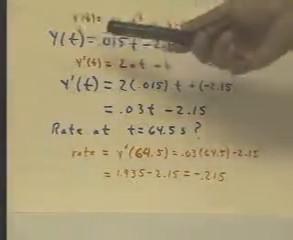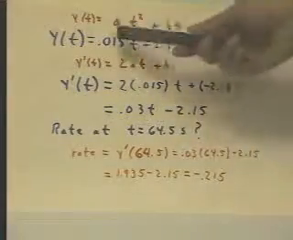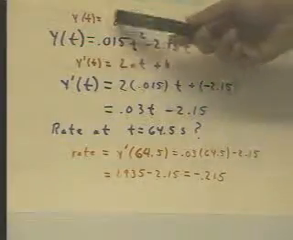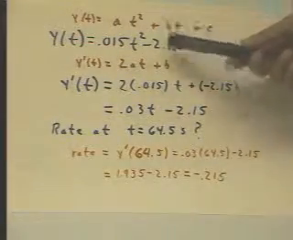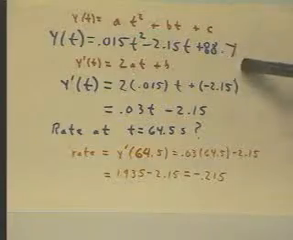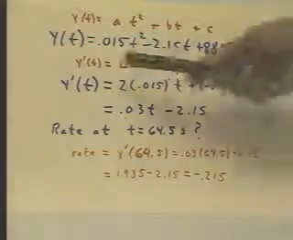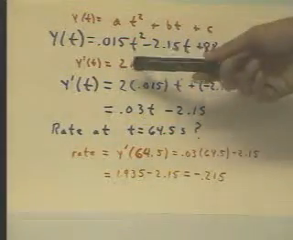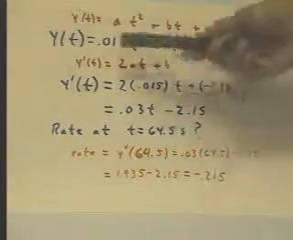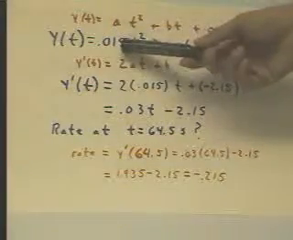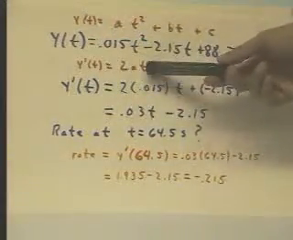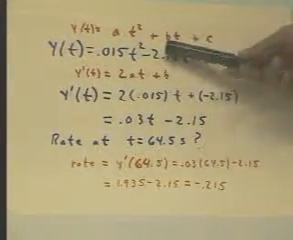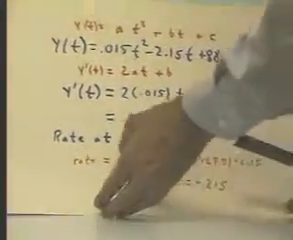We've got y of t equals this. The general form is y of t equals at squared plus bt plus c. So we see that a is 0.015, b is negative 2.15, and c is 88.7. y prime of t is 2at plus b. So how are we going to get 2at plus b? Well, we go back here and identify a as 0.015. So 2at is going to be 2 times 0.015 times t. And we identify b as negative 2.15.